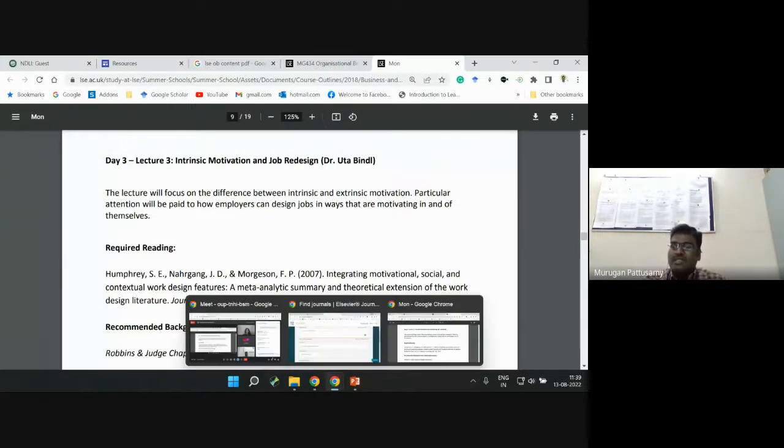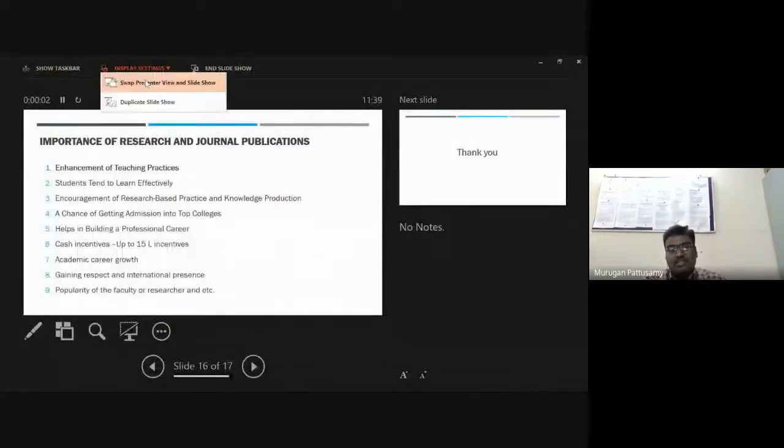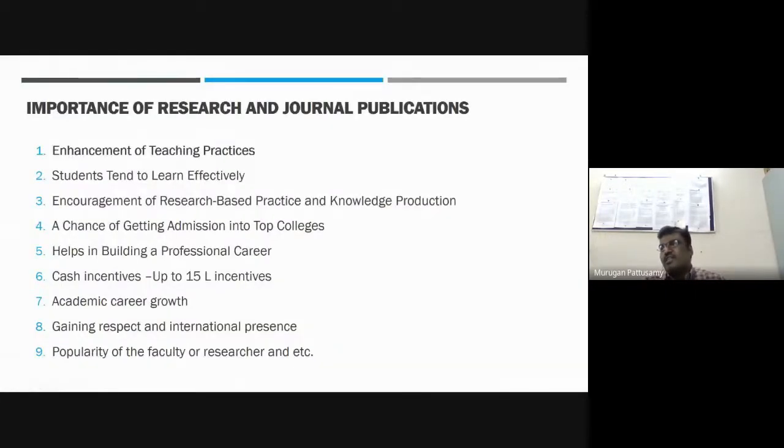So that's the reason I'm also trying to say that you should have some research understanding as well as research exposure in terms of integrating research references with your own regular teaching. Then encouragement of research-based practice and knowledge protection, that is very much possible.